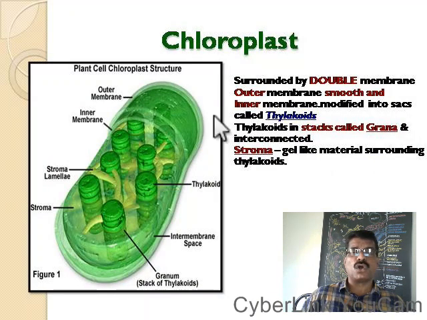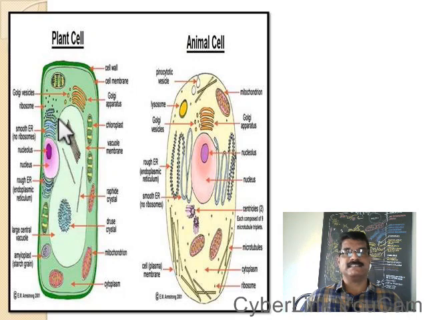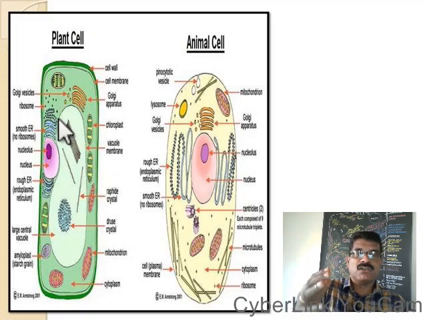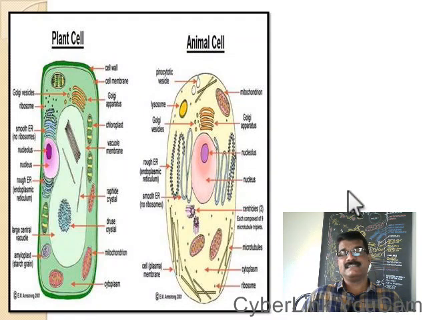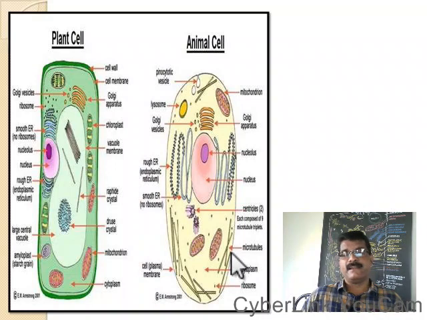Now let us come to chloroplast. Chloroplast is a structure that you can see only in plant cells. Chloroplast is the site for photosynthesis. It is the place where photosynthesis happens and where the food is produced. And all organisms depend on this photosynthesis process for our food. Hence chloroplast is called the food factory or the kitchen of the cell, we can say sometimes.